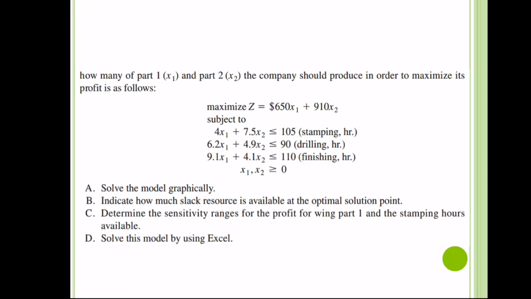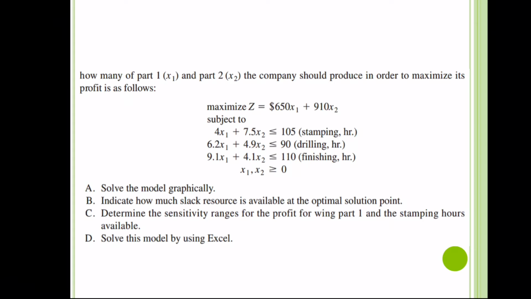Maximize Z equals $650 X sub 1 plus $910 X sub 2, subject to 4 X sub 1 plus 7.5 X sub 2 less than or equal to 105 for stamping hours. Second, 6.2 X sub 1 plus 4.9 X sub 2 less than or equal to 90 for drilling hours. Last, 9.1 X sub 1 plus 4.1 X sub 2 less than or equal to 110 for finishing hours. X sub 1, X sub 2 greater than or equal to 0.